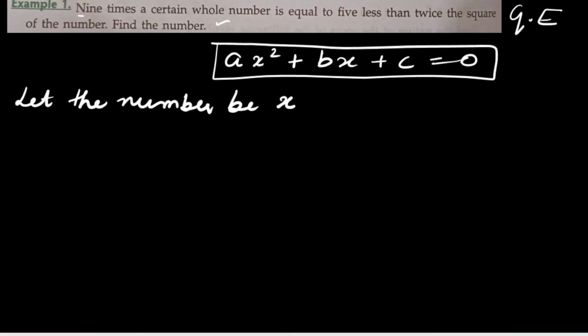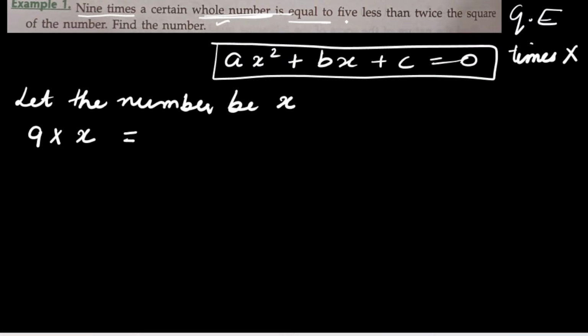Now 9 times. As I read, I will be writing 9 times. Times in maths means multiplication. So you have to remember all these words. Times means multiplication. 9 times a certain whole number. So here the whole number is there which we have assumed as x. So 9 into x, because it's written 9 times a certain whole number. So 9 I have written as it is. Times means multiplication. The whole number which we have assumed as x is equal to, I am writing as it is, the equals symbol.